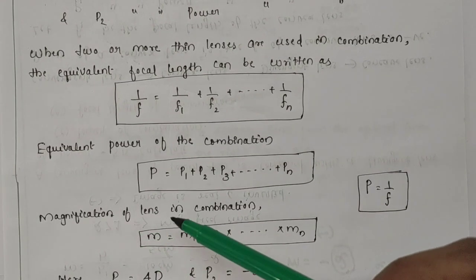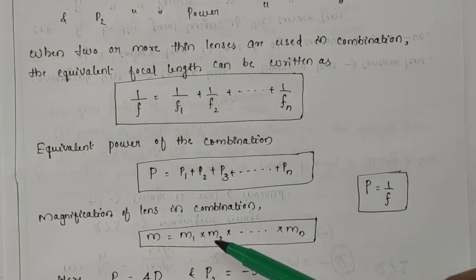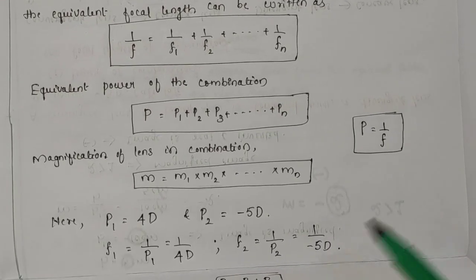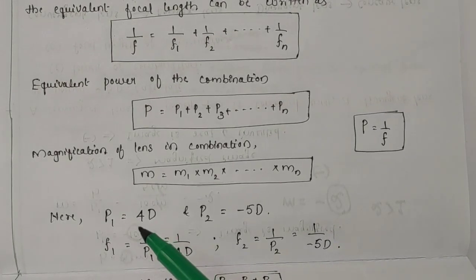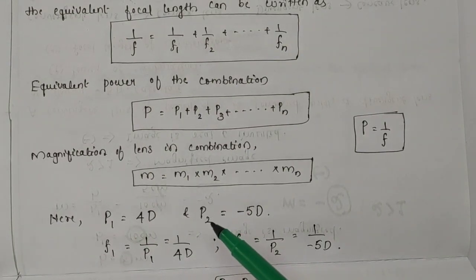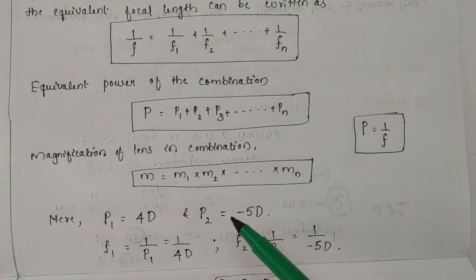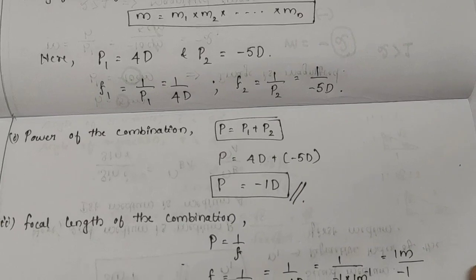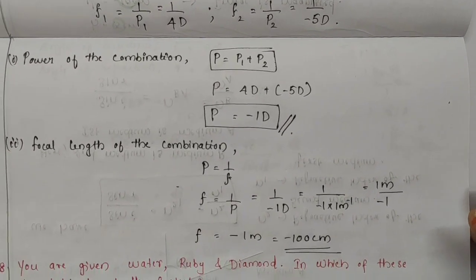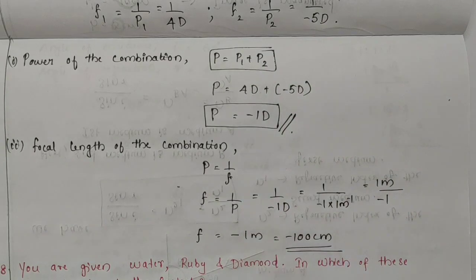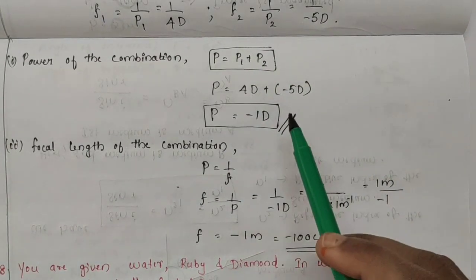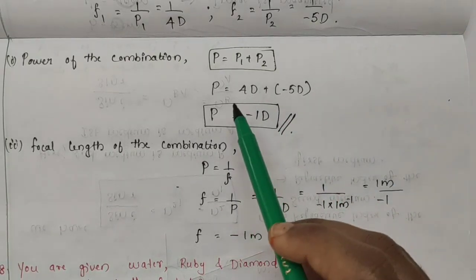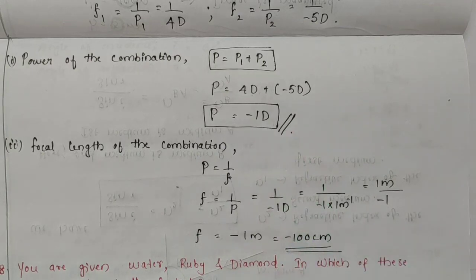Okay, and magnification of lens in combination is M is equal to M1 into M2 into etc. into Mn. Here, P1, the power of the convex lens or convergent lens, is given as 4 diopter. And P2, which is the power of the concave lens or divergent lens, is given as -5 diopter. Then, using the formula for power of combination, P is equal to P1 plus P2. P1 is 4 diopter, P2 is -5 diopter. So when we add these two, we will get -1 diopter. So power of the combination is -1 diopter.